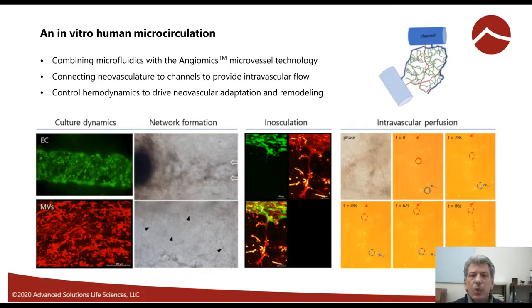Finally, while originally I talked to you about how we can get our microvessels to form a neovasculature in vitro, you can take that and plant it in vivo, say under the skin of a immune-compromised mouse, and have that connect and inoculate to the host circulation and drive the formation of a new microcirculation. We wanted to recapitulate that full process in vitro. And so what I'm showing you here is our in vitro human microcirculation.